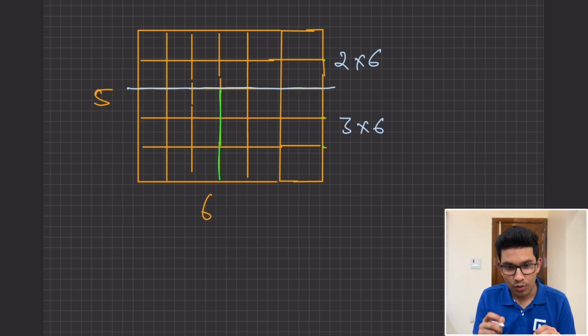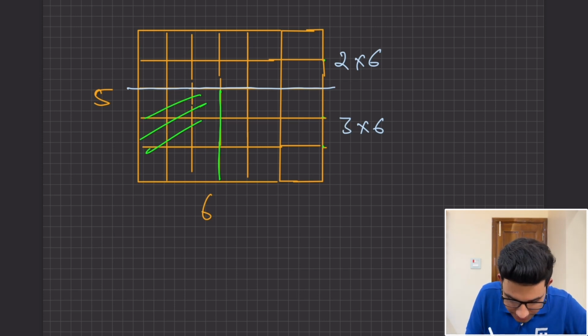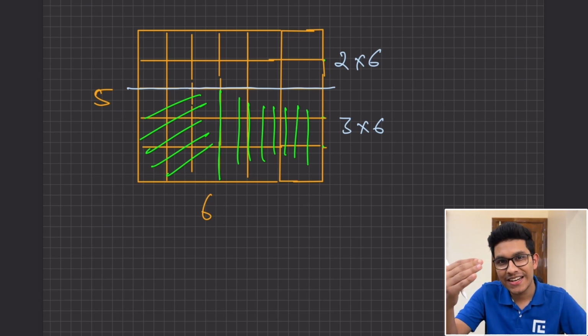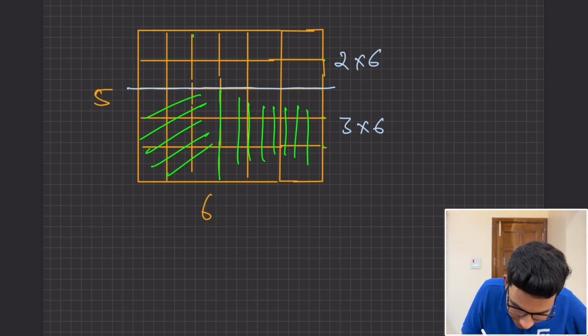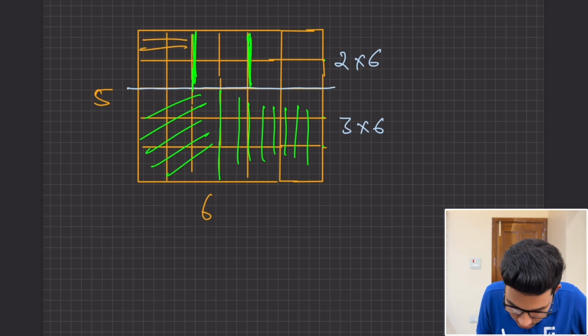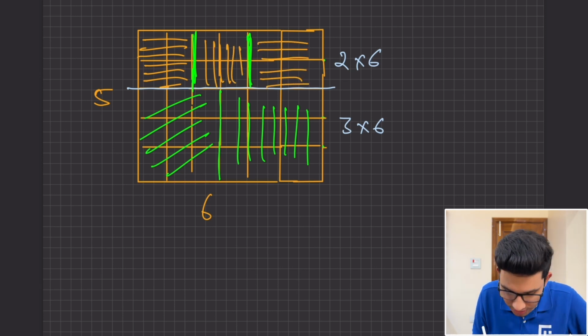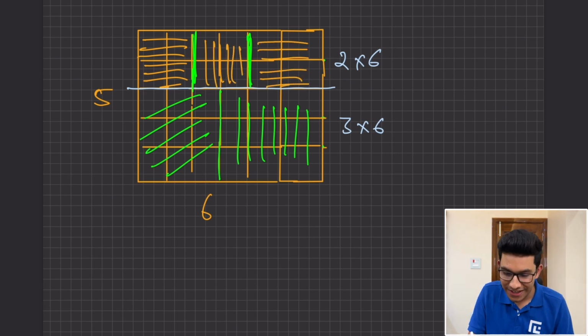Let's suppose you make a cut here. What is happening here? Now this part of the rectangle is a square and this part is also a square. Correct? Both of these are 3 cross 3. Now on the other rectangle, 2 cross 6, make these 2 cuts. One cut here and one cut here. This would result in this square, this square, and this square.